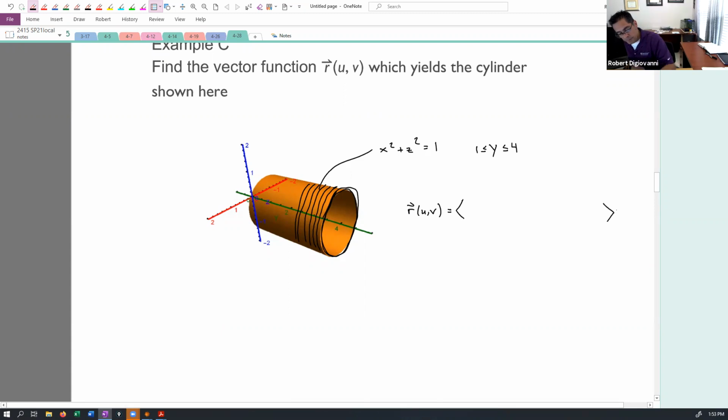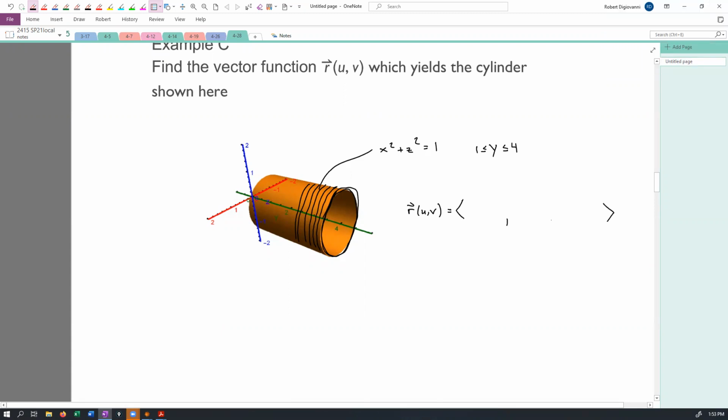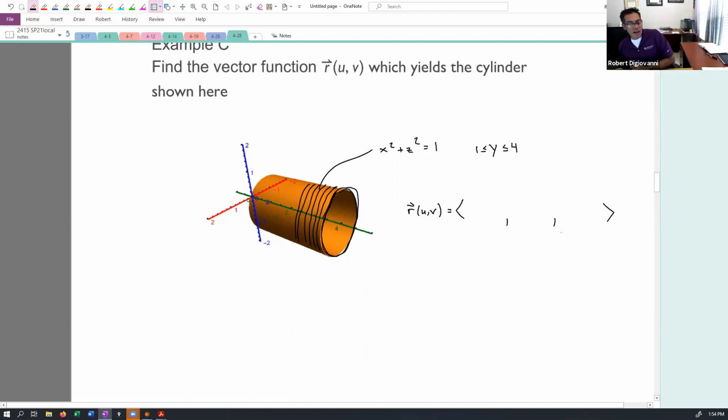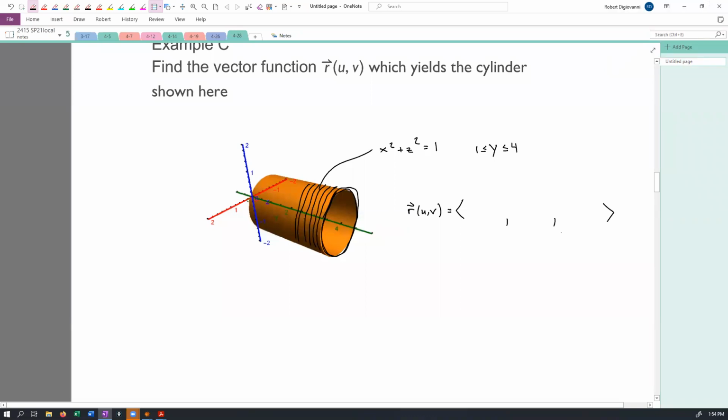Yeah, go for it. I got cosine of u, comma v, comma sine of u, and I bounded u between 0 and 2 pi and v between 1 and 4. 1 and 4. What's your x-axis? You could be right depending on how you're looking at this. Is your x-axis the green or the red? My x-axis is the red because RGB.